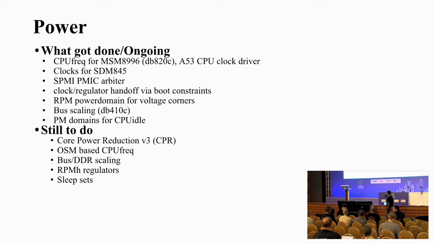Bus DDR scaling is something which is built on top of the bus scaling things that Georgi is working on. And then RPMh regulators, I think Bjorn talked about those being posted. There are two kinds of those, one where we directly control based on the voltages, and the other ones are the corners. For the corner ones, we still need to do it based on the performance state for power domains. Sleep set support is another thing which is still missing. Need to work on that.